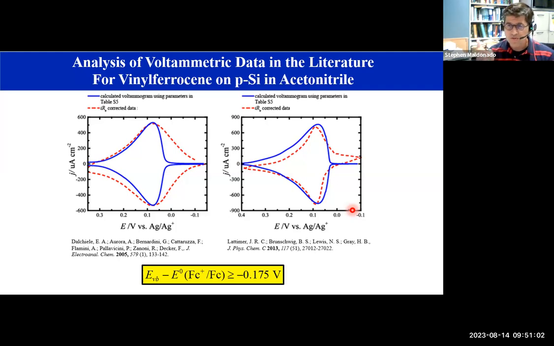The blue data is our fit to their experimentally reported data using the same parameters to describe both sets of experiments from both labs. And it turns out these two papers, as well as many of the other ones that I listed before, they all come to the consensus that the flat band, the valence band edge for silicon relative to the E0 for ferrocenium is consistently at this value. If you dig through all the literature for all the people that have done silicon and ferrocene, it turns out all their data can be described in a self-consistent manner.